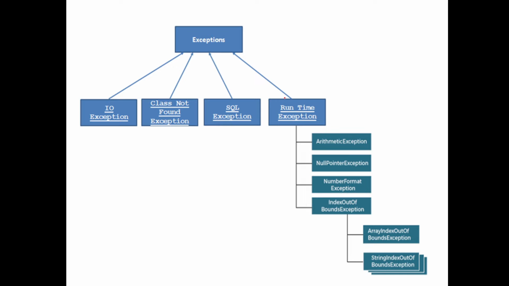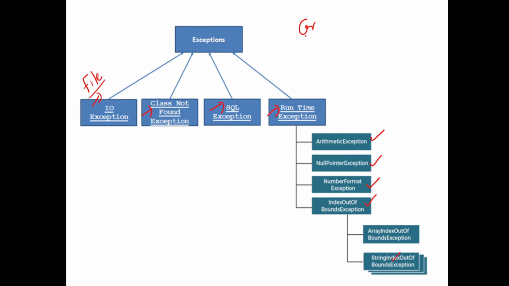So we have seen a lot of exceptions in programs. What are those exceptions? IO exception. What is an IO exception? It can be input output exception, like when you're trying to write to a file. File not found exception is an IO exception. Class not found exception we have seen. SQL exception we have seen. And we categorize other exceptions as runtime exceptions. What are runtime exceptions? Arithmetic exception, null pointer exception, number format exception. Index out of bound is characterized as two types here, array index out of bound and string index out of bound.